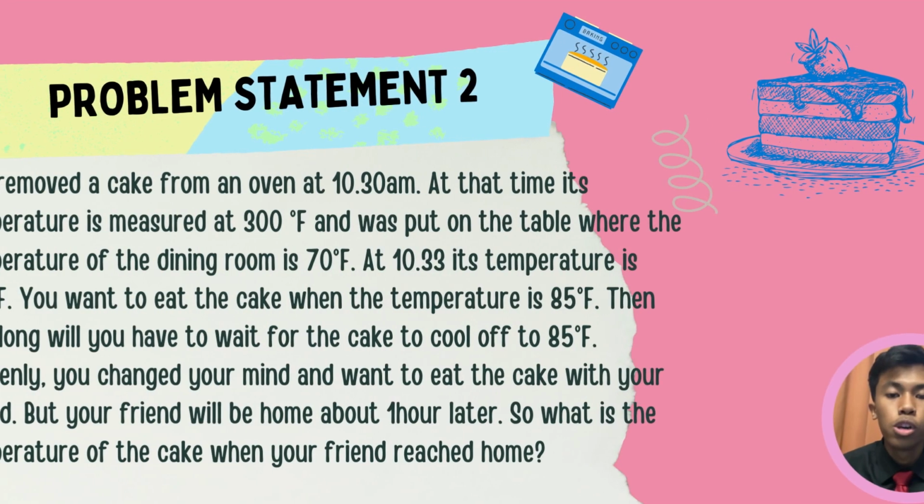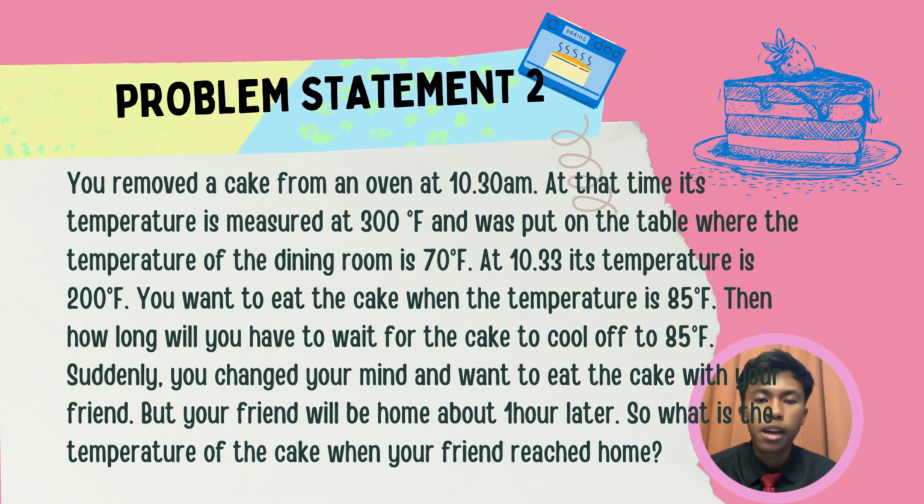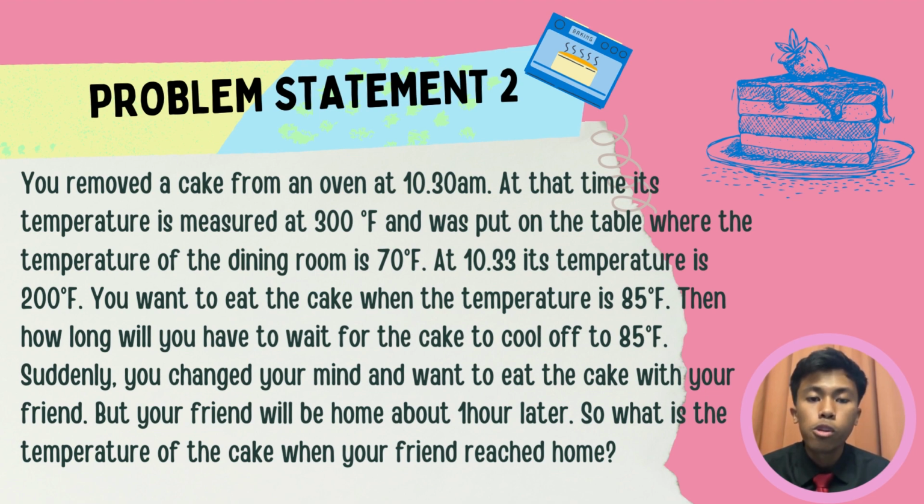Problem statement 2. You remove a cake from an oven at 10:30 am. At that time, its temperature is measured at 300 Fahrenheit, and it is put on the table where the temperature of the dining room is 70 Fahrenheit.